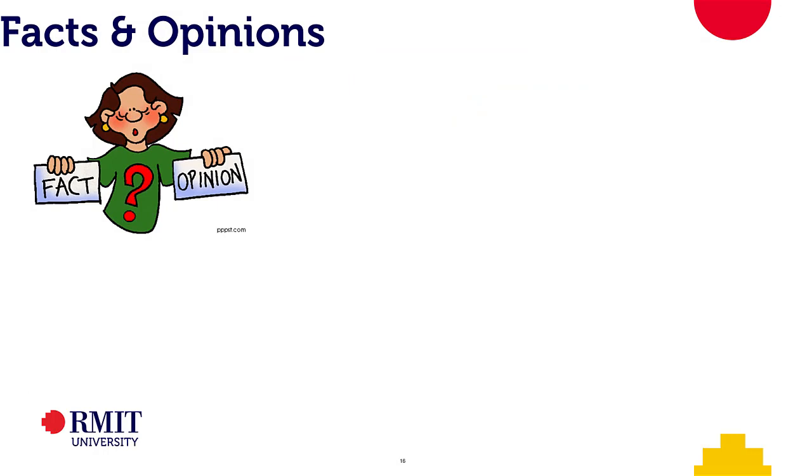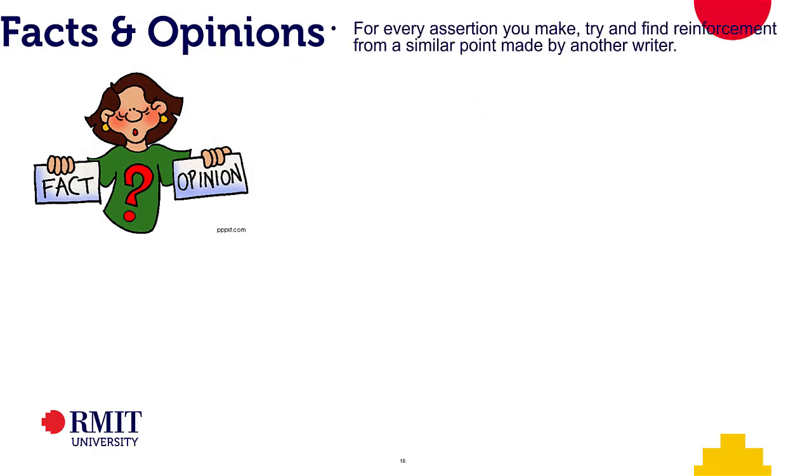I won't spend too much time talking about this slide, but it's really important to make sure that if you make a statement of fact, that fact is supported by a citation. And if you make a statement that's based on the opinion of a third party, you need to find a citation or a reference to support that person's opinion. If it's your own opinion, it actually looks even better if you are able to find peer-reviewed sources that support that opinion as well. So for every assertion you make, try and find a reinforcement from a similar point made by another writer.